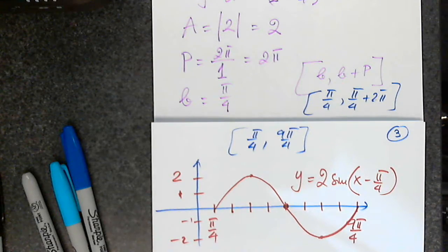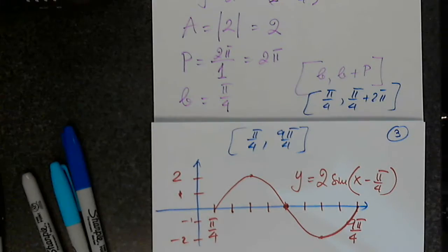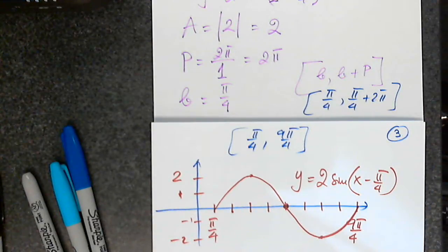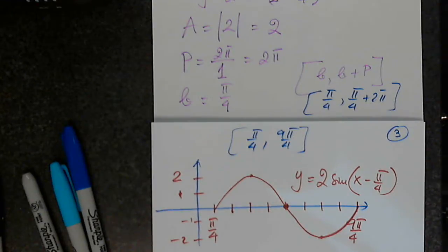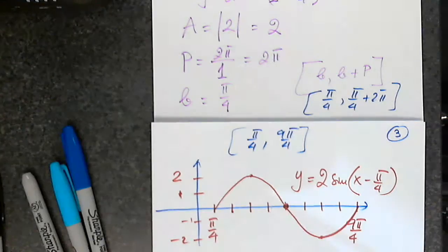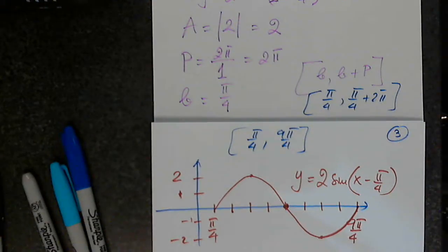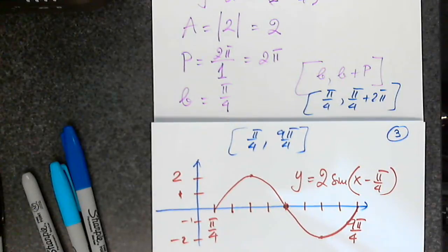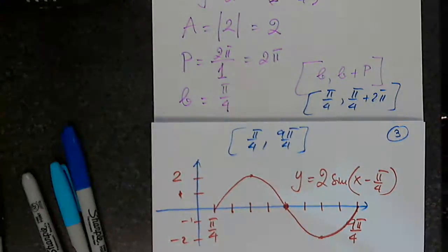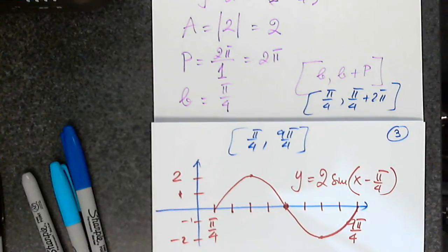I want the viewing window to show between pi over 4 and 9 pi over 4 with a scale of pi over 4. I want to see those ticks in there, pi over 4. I don't care for negative 12. All I need is negative 3 to 3 at the most.